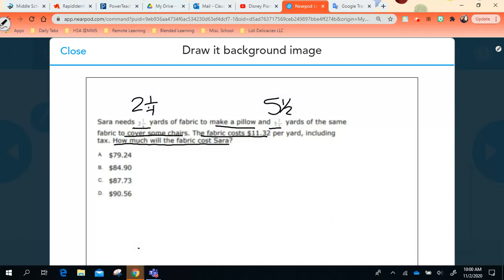So what do I need to do first? ¿Qué necesito hacer primero? Convert the fractions to a proper fraction. Okay, and then what do I do with my fractions? And divide. If I need 2 1/4 and 5 1/2, what should I be doing with those two numbers? Multiply them. Not multiplying. Okay, so let's think about it.